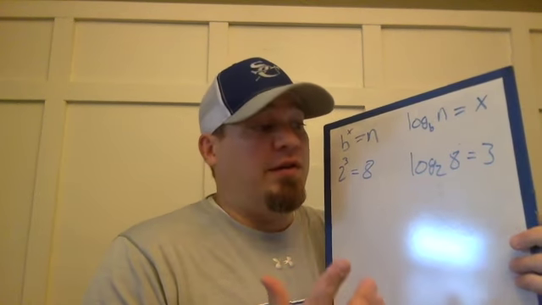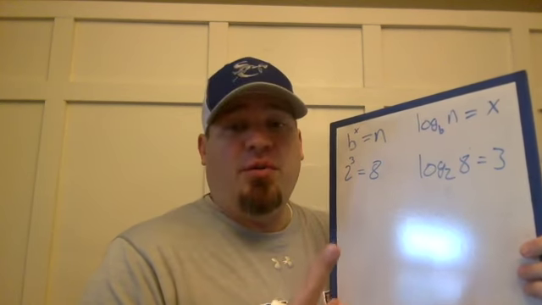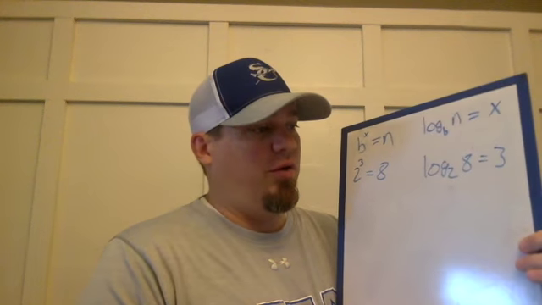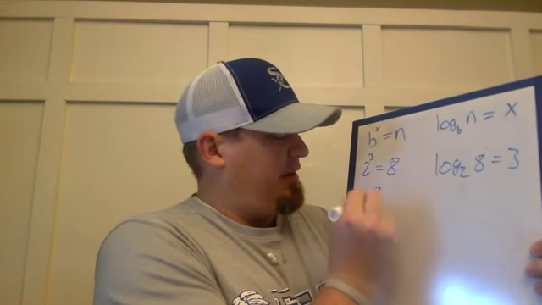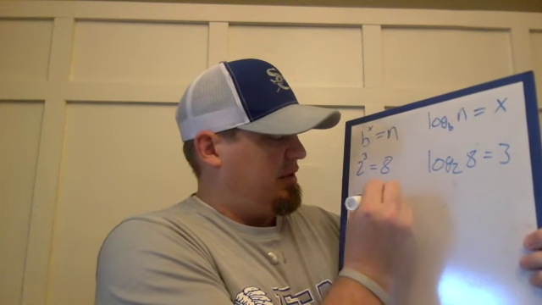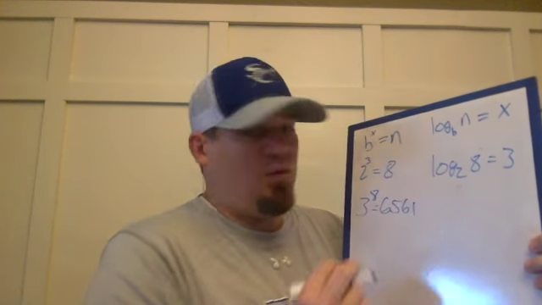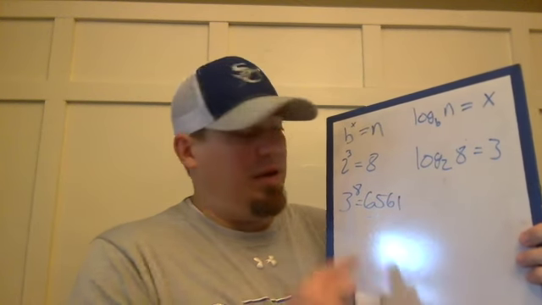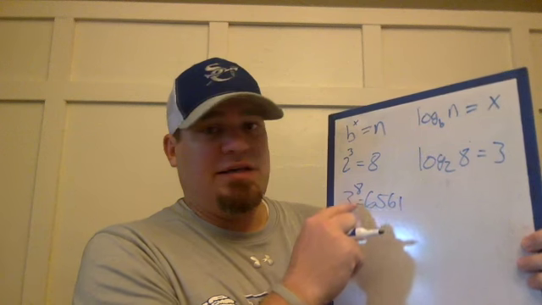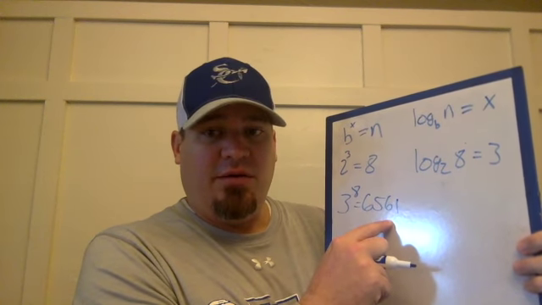All right, so let's look at another one. Let's look at number one. I'll do number one on the homework for you. Number one says write 3 to the 8th equals 6,561 as a logarithm. Okay, so again, I have b to the x equals a number n.